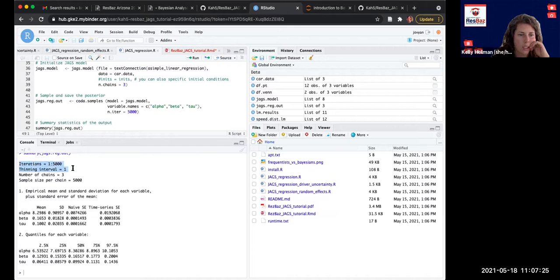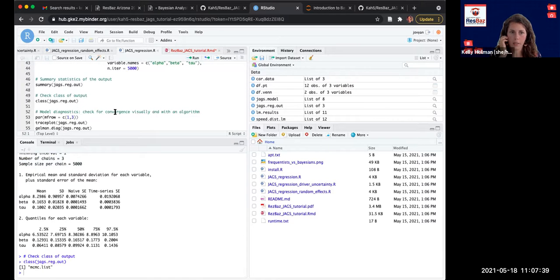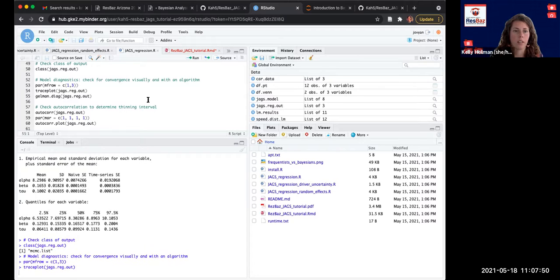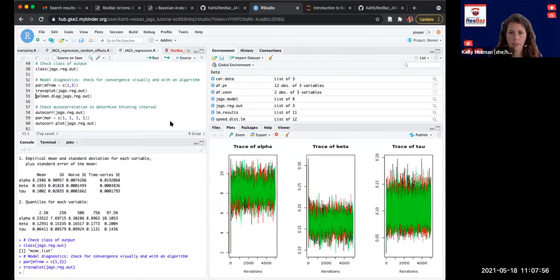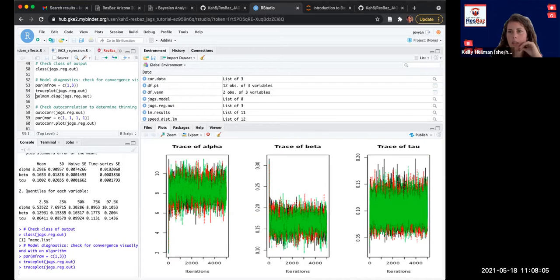it'll tell you the number of iterations, the number of chains, the sample size per chain, and then it will calculate a mean, standard deviation, and quantiles. And so it's a class of MCMC list. And so we can check for what's called a convergence. So we want to make sure that the samples that we're getting aren't sort of all over the place. And one thing you can do to check that is to look at trace plots. Let's rerun that. And so trace plots look like this.